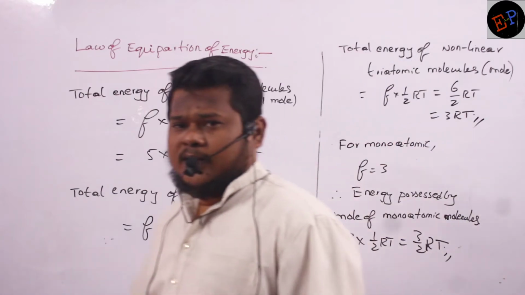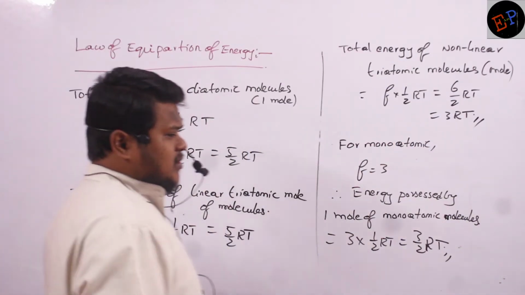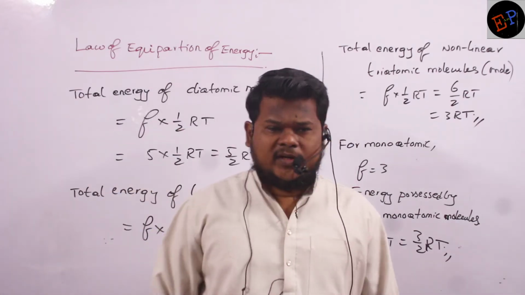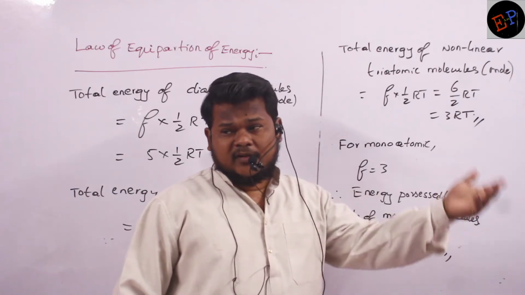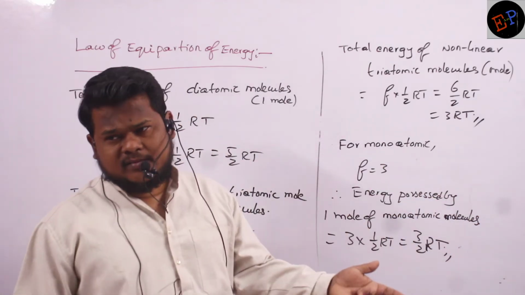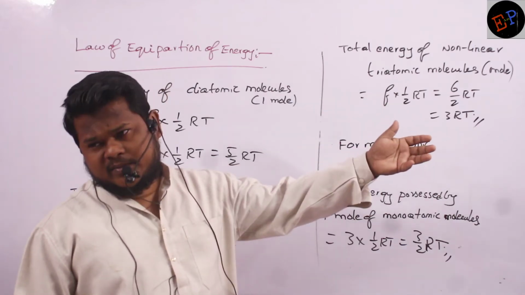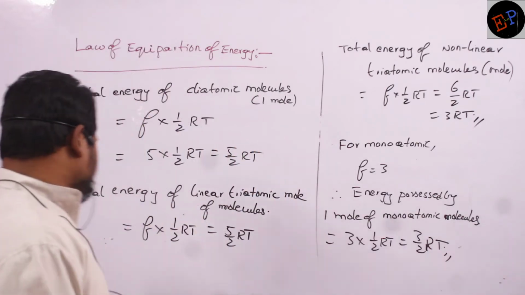Understood? Now if you want to calculate energy for 2 moles, 2 into the total energy, 2 into 3 RT. Are you able to understand? For n number of moles, n into 3 RT, like this. This is the calculation for 1 mole, no? 2 moles means you have to multiply by 2. 10 moles means you have to multiply by 10. That's it. So therefore, let us write that also.